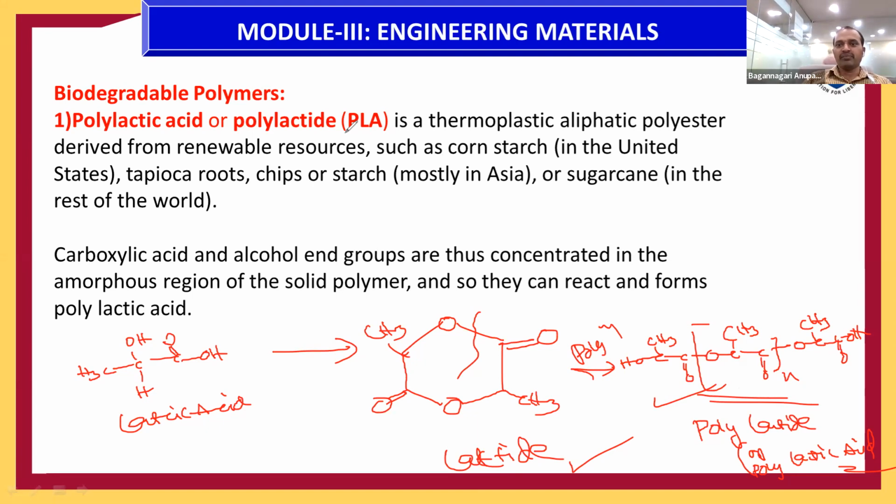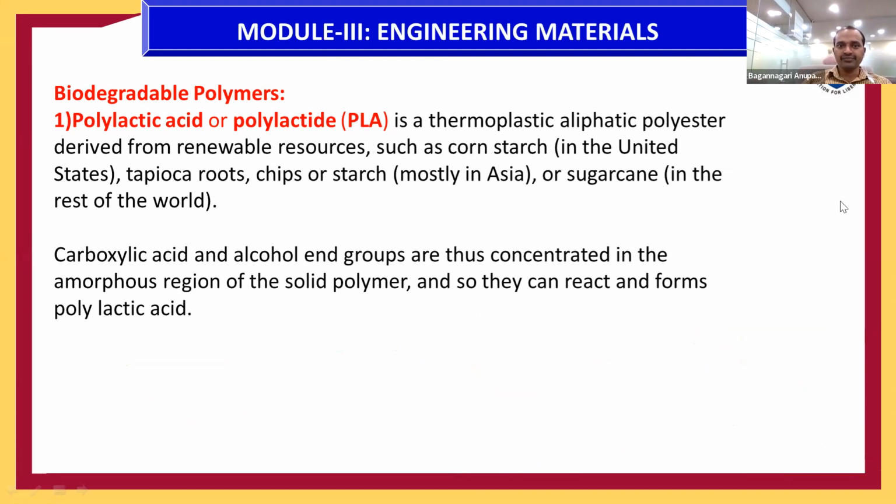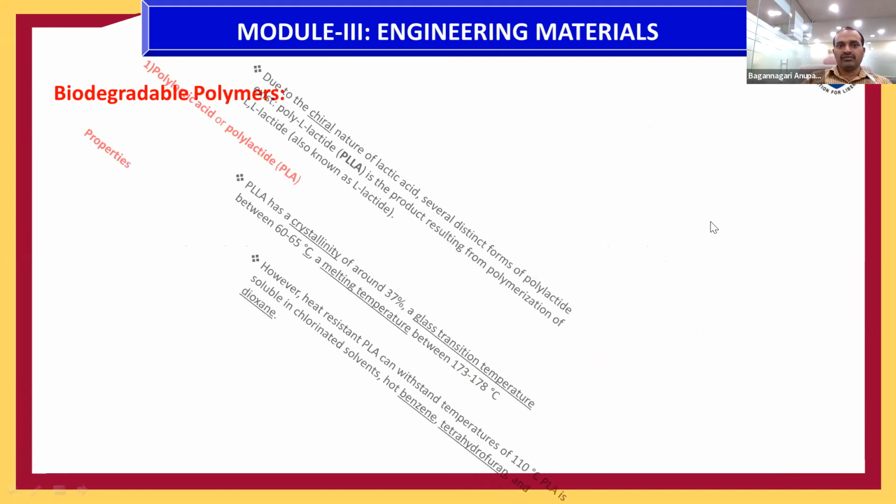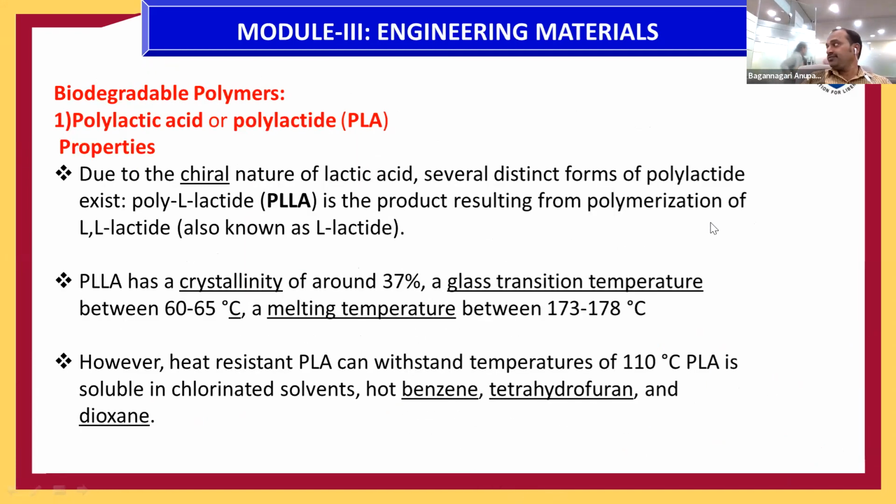Okay, this is the preparation of polylactic acid. The properties. In the properties of polylactic acid, polylactide, due to the chiral nature of lactic acid, several distinct forms of polylactide exist. So that is L-lactide formation takes place. This polylactic acid, that means L-lactide, has a crystallinity around 37%, glass transition temperature between 60 to 65 degrees, and the melting point is 173 to 178.